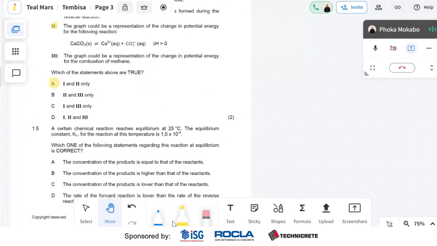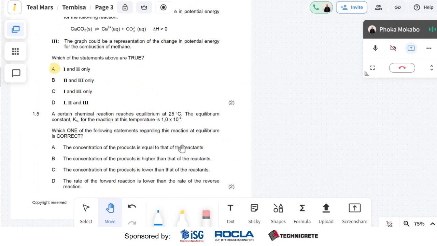Well, after reading it the first time, you have probably correctly identified that we are dealing with a chemical equilibrium question over here. Not only that, but it definitely requires us to make use of Kc values. No problem. Now we can read it a second time and understand what exactly they're asking us to do. So, a chemical reaction reaches equilibrium at that temperature.